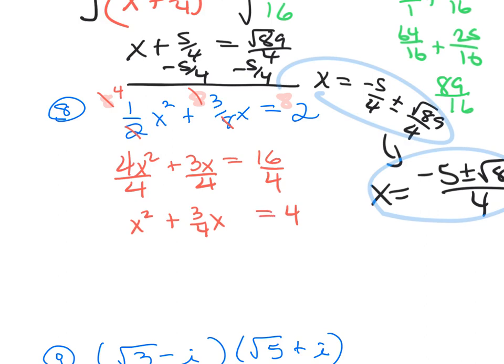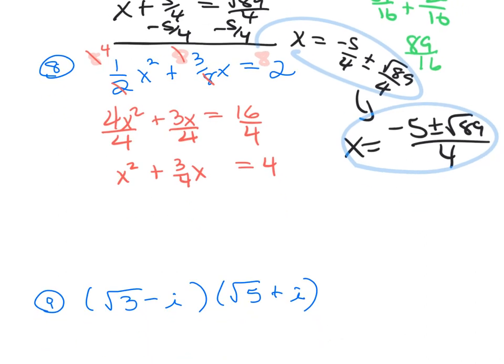All right, now I'm going to take that b term and divide it by 2, which is multiplying by 1/2, and I get 3/8. I square that and it becomes 9 over 64. That's what I'm going to add to both sides.